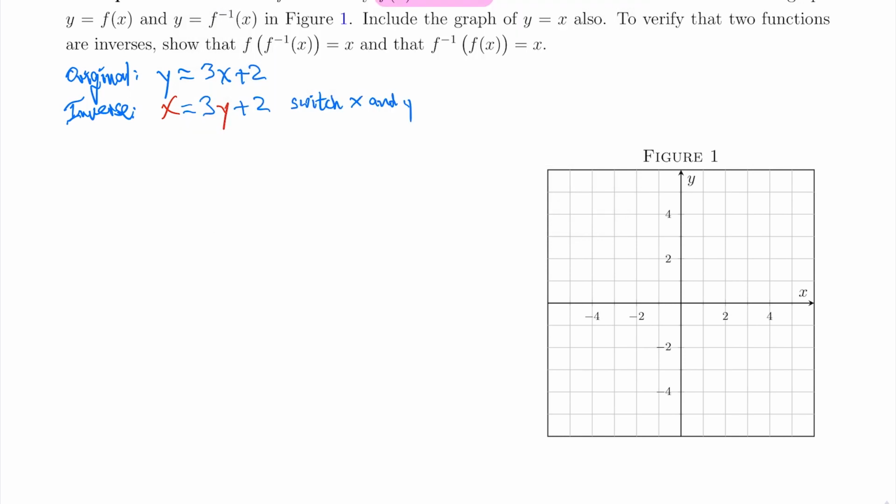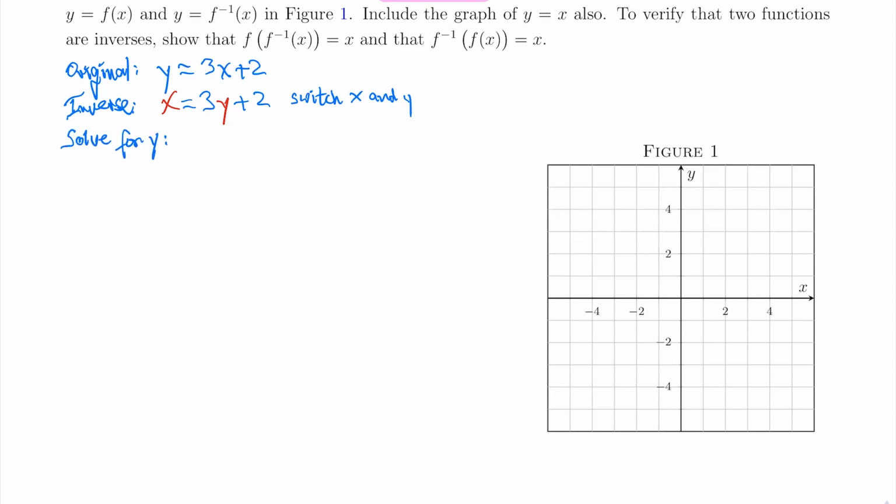Now, in order to then be able to graph it again, we will now solve for y. So I'm going to rewrite the same equation and give it a little bit more space, because my first step will be to subtract 2 on both sides, and then I get x minus 2 equals 3y. And then my last step is to divide by 3 on both sides. So I get on the left side x minus 2 divided by 3, and on the right side I'm left with y.